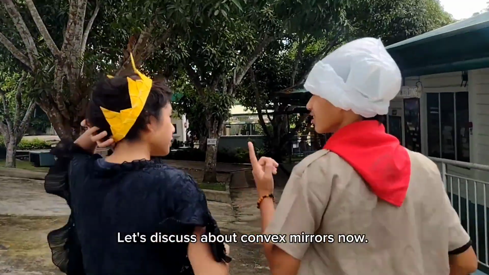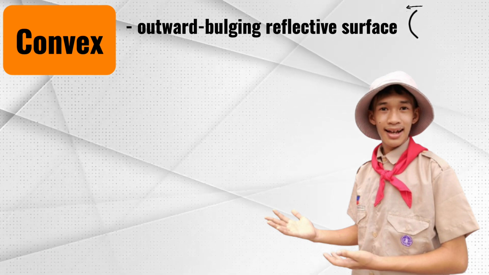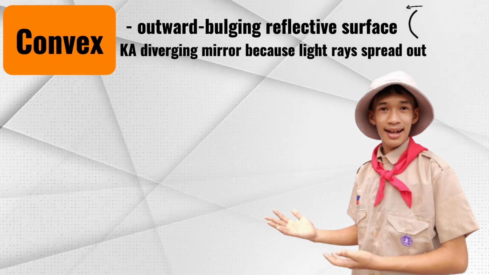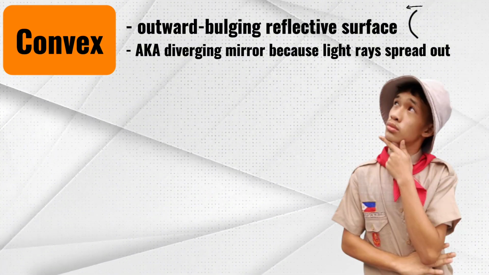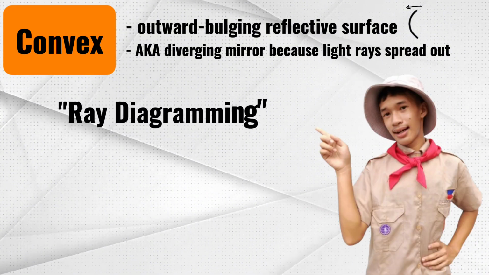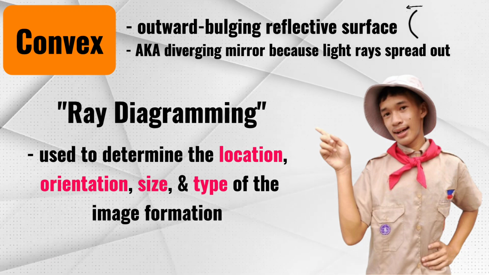Let's discuss convex mirrors now. A convex mirror is a type of spherical mirror that has an outward bulging reflective surface, which means that the center of the mirror curves towards the viewer. It is also called a diverging mirror because light rays spread out when reflected. The image depicted by the mirror can actually be predicted by using a certain method. This technique is called ray diagramming, which is utilized to determine the location, orientation, size, and type of possible image form of the object in front of the mirror.